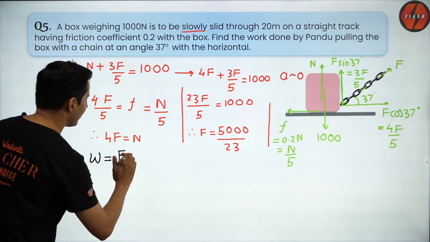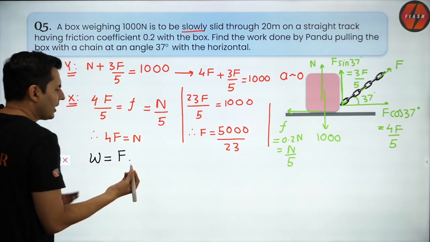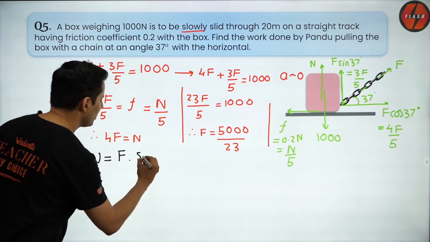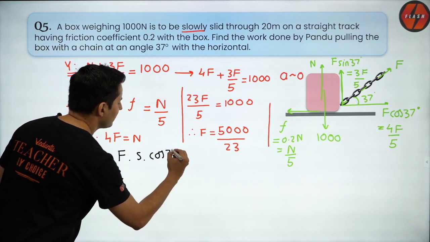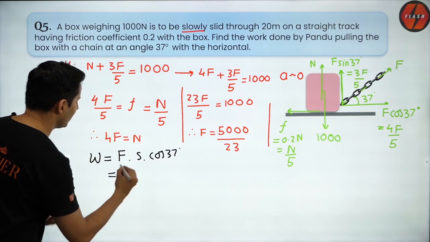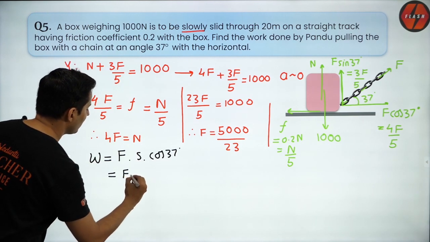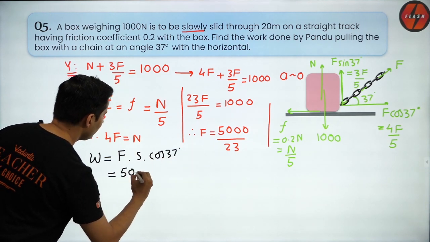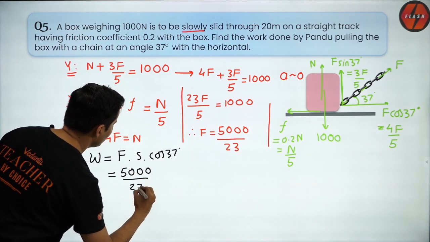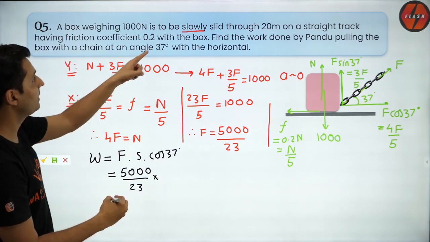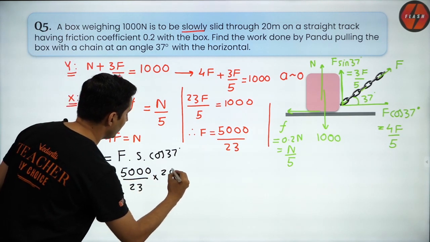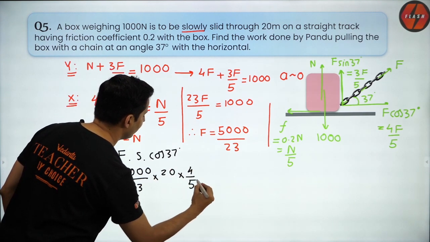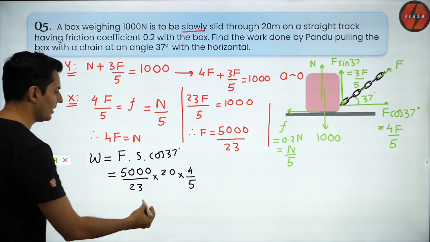So I'll write it as, or you can think of it as F into s into cos 37. It's up to you, which is one and the same thing. So it will become F, which is how much? 5000 divided by 23 multiplied by displacement 20 into cos 37. It is nothing but 4 by 5. So now you can do the math.